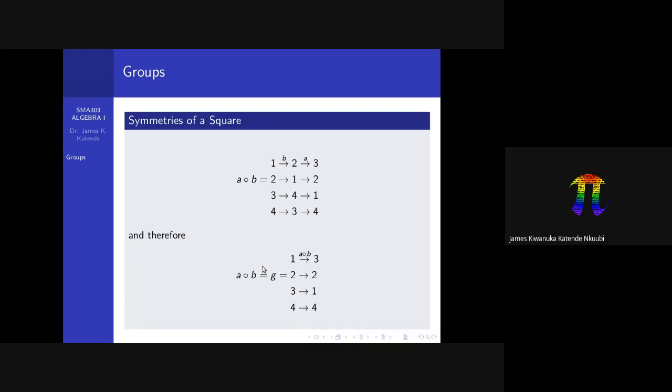So you can double check that this is true. Try to quickly double check that that is true.